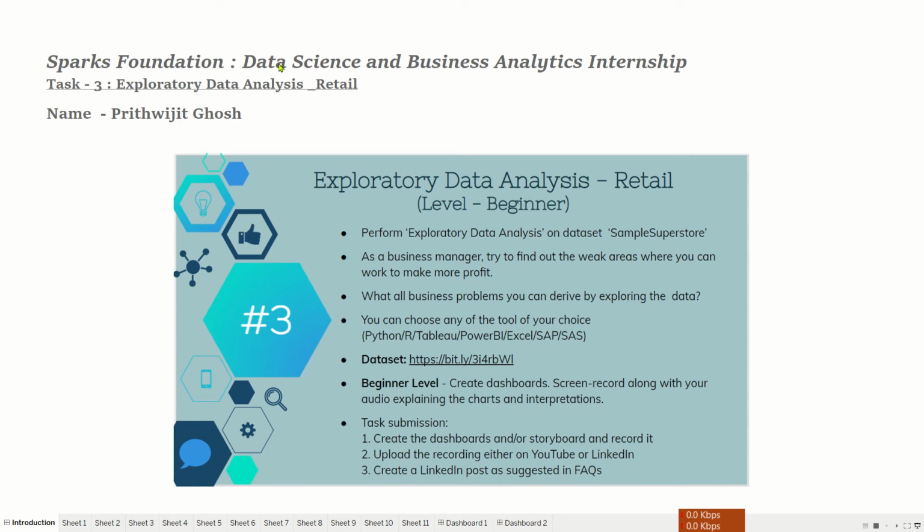This is the Sparks Foundation Data Science and Business Analytics internship. Here we chose Task 3, the exploratory data analysis on retail data. Here we use Tableau for our whole exploratory data analysis.